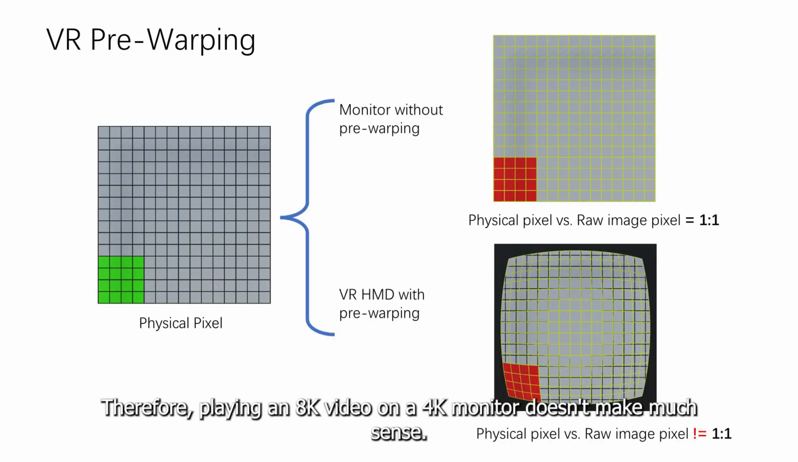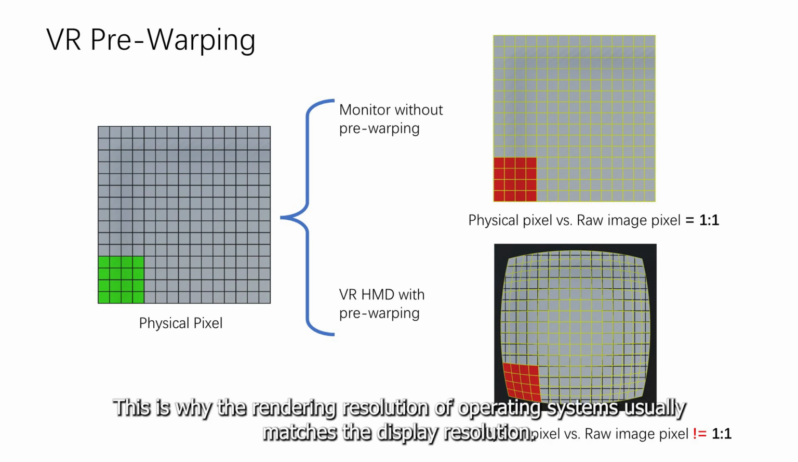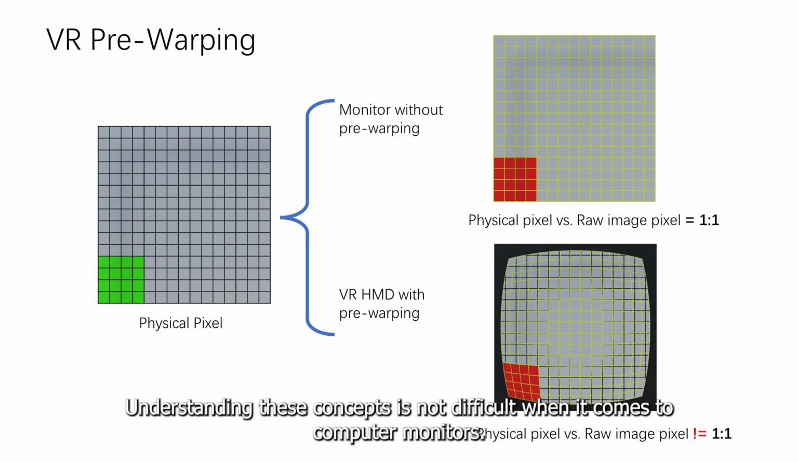Therefore, playing an 8K video on a 4K monitor doesn't make much sense, as once the rendering resolution exceeds the display resolution, there will be no further improvement in visual clarity. This is why the rendering resolution of operating systems usually matches the display resolution. Understanding these concepts is not difficult when it comes to computer monitors.